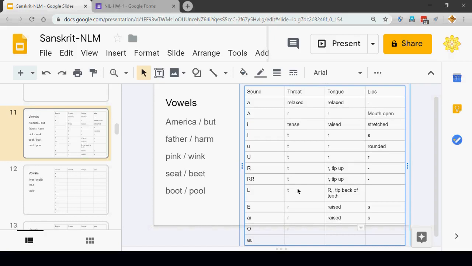And the tongue is relaxed, like for A. It's not raised or anything. Natural position, but the lips are playing a part here. The lips form a small circle when we are trying to say O.